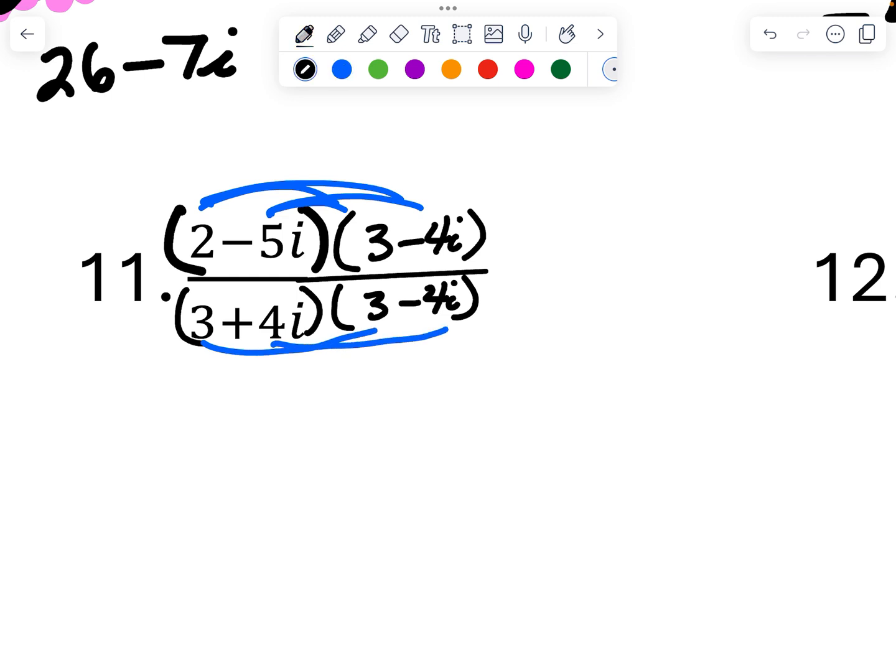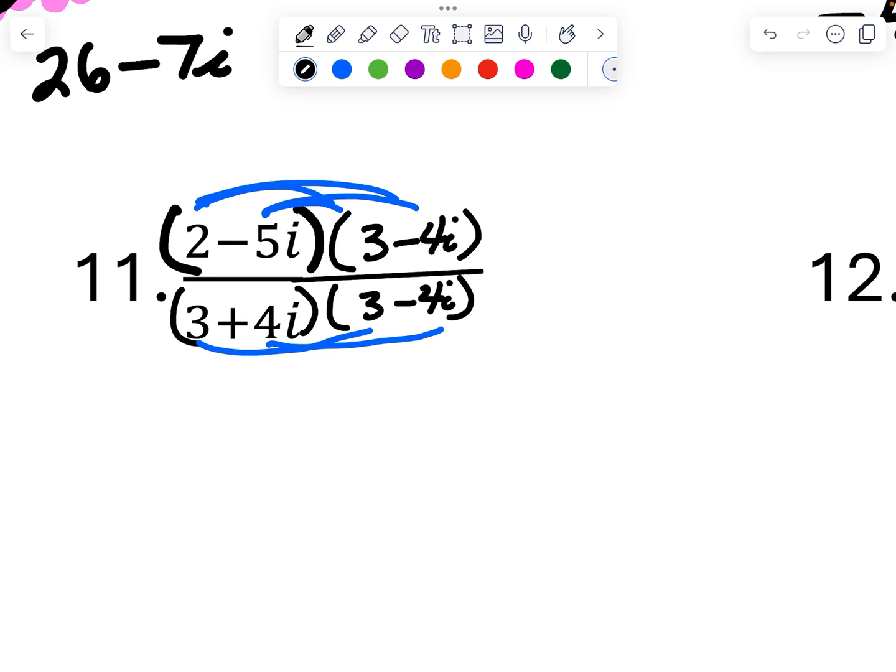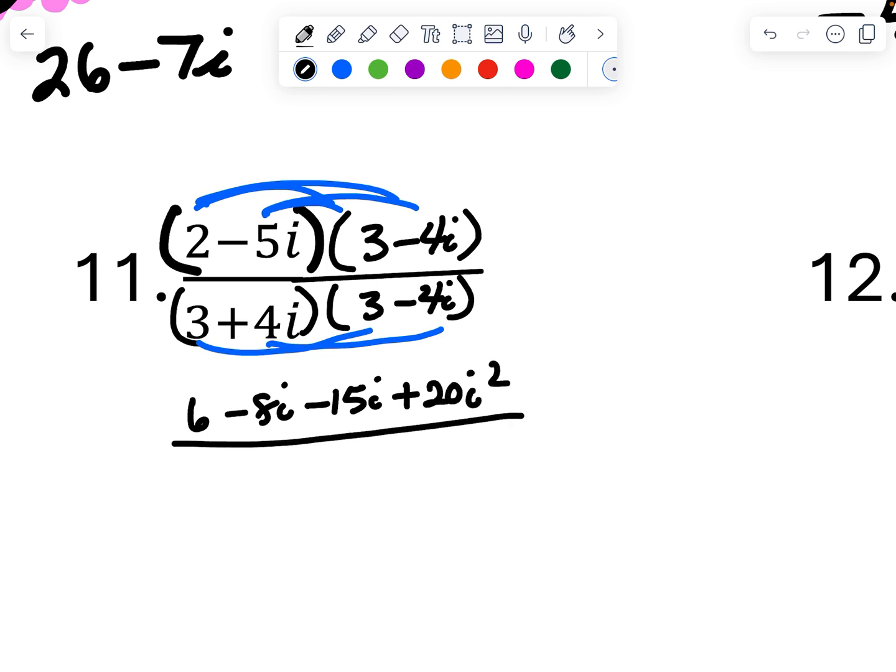So when we take 2 times 3, we get 6. And when we take 2 times negative 4i, we get negative 8i. And we take negative 5i times 3, we get negative 15i. And we take negative 5i times negative 4i, we get positive 20i squared. In the denominator, we get 3 times 3, which is 9. We get positive 4i minus 4i, which is negative 16i squared.